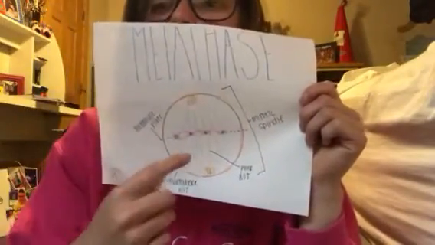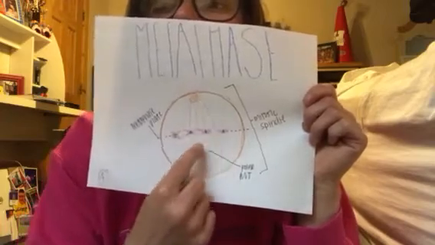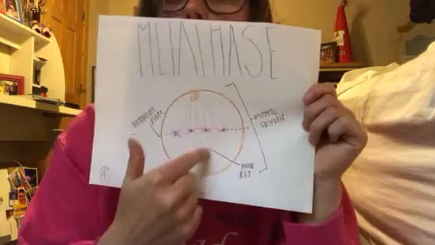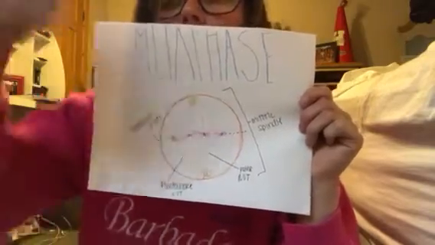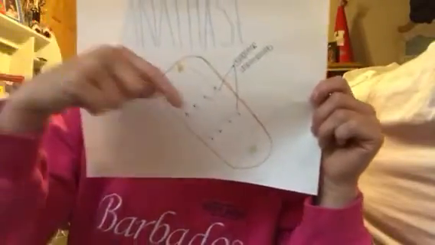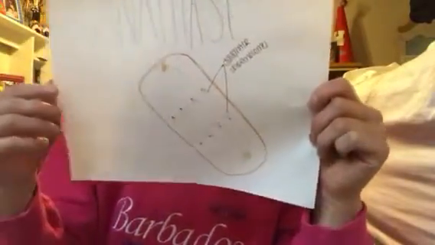So what's happening is that each end is going to be pulled a different way. Like this end might be pulled here, and this end might be pulled this way. And so you're going to see how it lines up in the next picture. So the next step is anaphase, which is when the sister chromatids separate. And as I stated, they are facing towards different opposite poles.